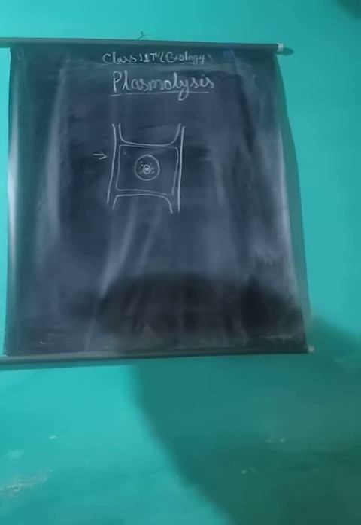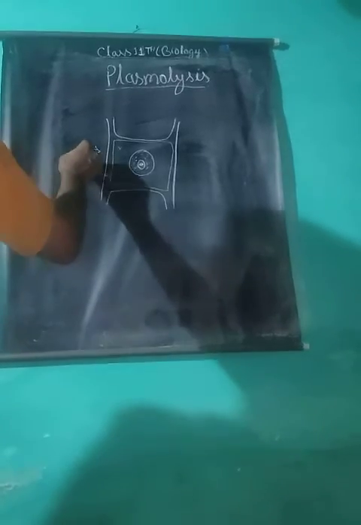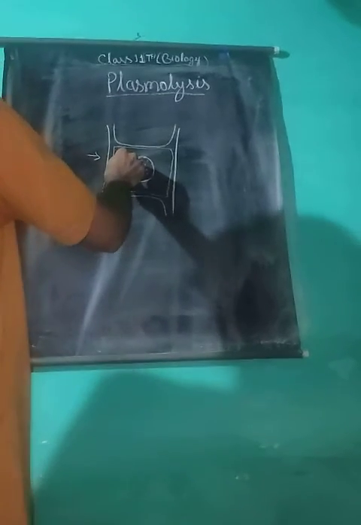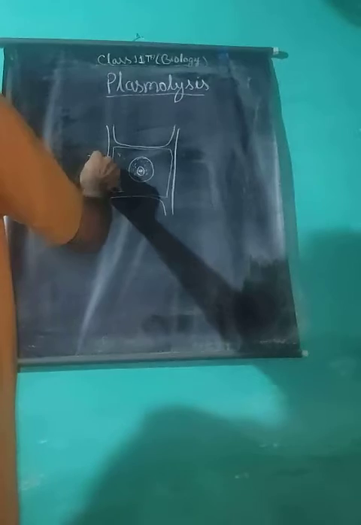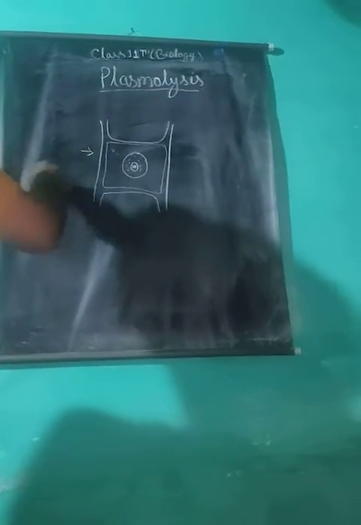When the plasmolyzed cells are placed in water, water enters the cell by endosmosis, because the concentration inside the cell is higher in comparison to outside. Then water from outside enters inside the cell until equilibrium, and the cell again becomes turgid or comes back to its original position. Protoplasm again assumes its original shape and position. This phenomenon is called deplasmolysis.